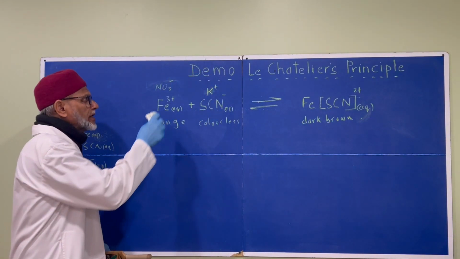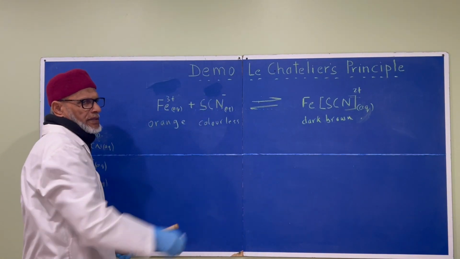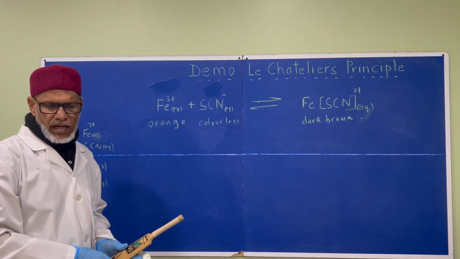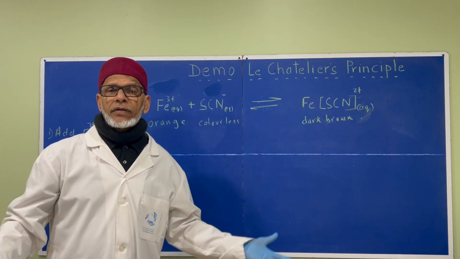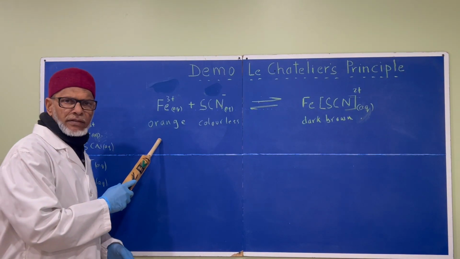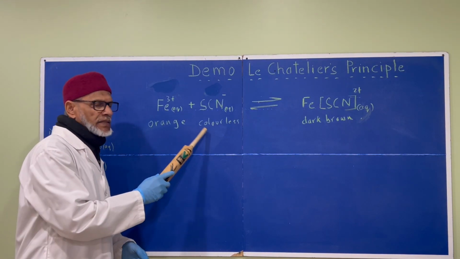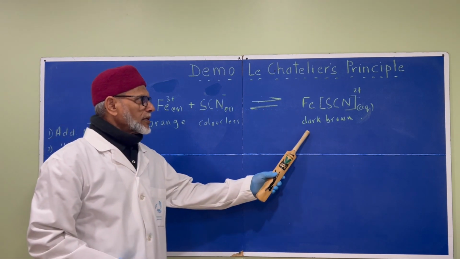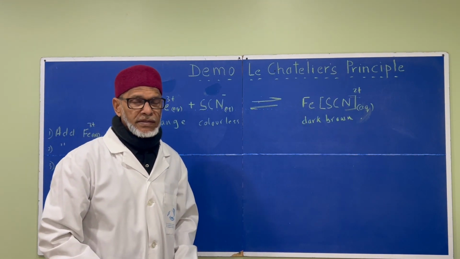The nitrate ions and the potassium ions are called spectator ions because they're not involved in the reaction. This is an orange looking color solution, and that is colorless. And when they're mixed, we get this dark brown looking color of iron thiocyanate complex.